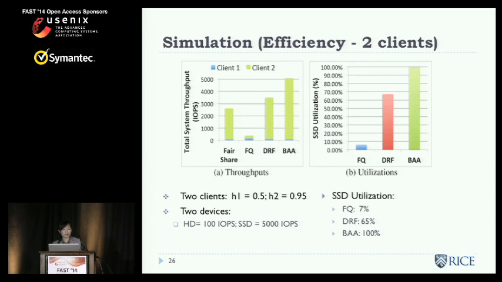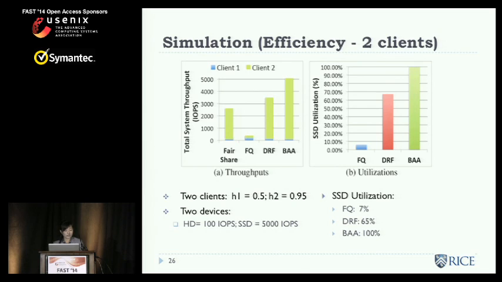First, we will evaluate the efficiency of BAA. Suppose there are 2 devices, HD and SSD, with capacity 100 and 5,000 IOPS. There are 2 clients with hit ratios 0.5 and 0.95. The left figure shows the total system throughput for WFQ, DRF, and BAA allocation. The right figure shows the SSD utilization, because in this experiment the HD utilization is always 100% for all the algorithms. We didn't show it. We just look at the SSD utilization.